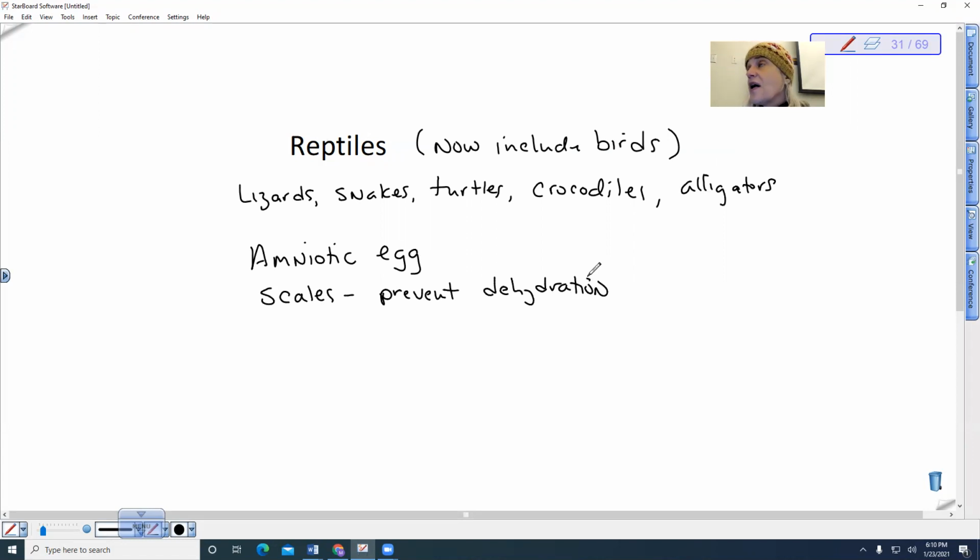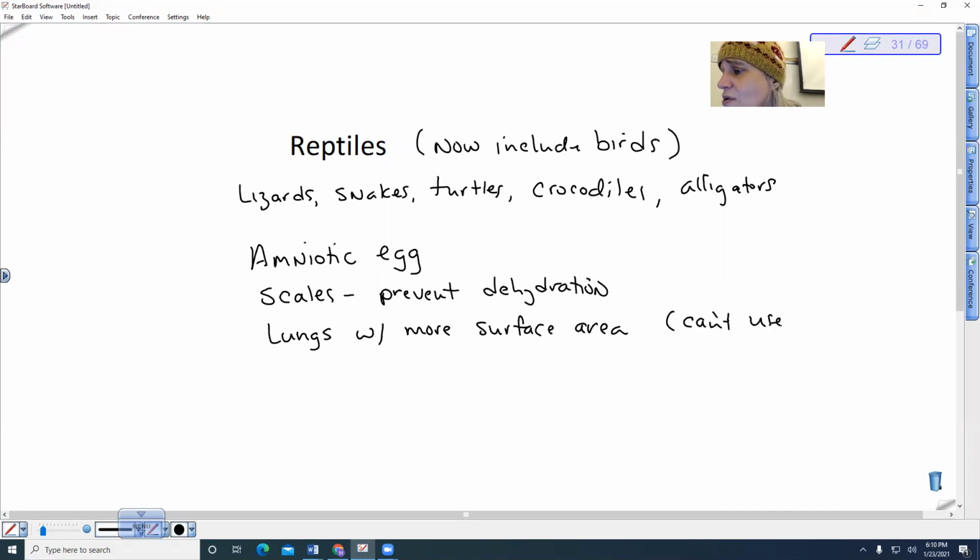They also have lungs that are bigger. So they have lungs with a greater surface area. And that is important because a lot of amphibians actually use their skin to breathe. So lungs with more surface area because they cannot use their skin to breathe. We'll put that. Can't use skin to breathe.